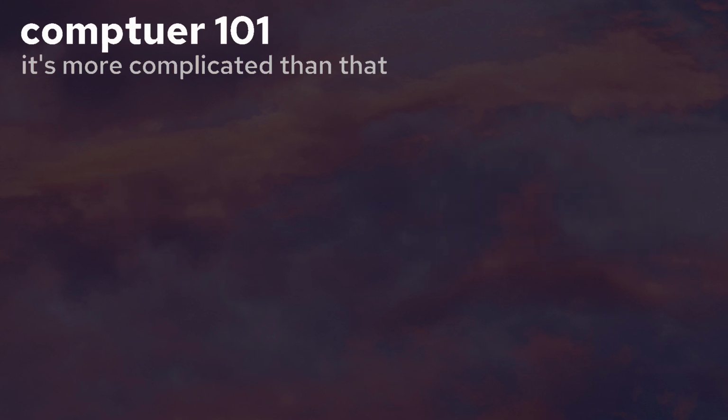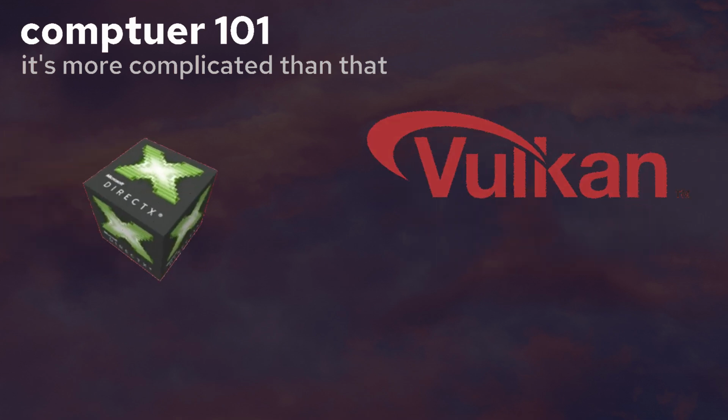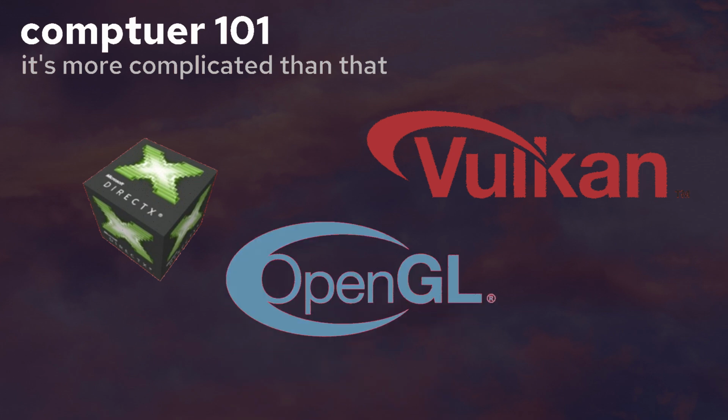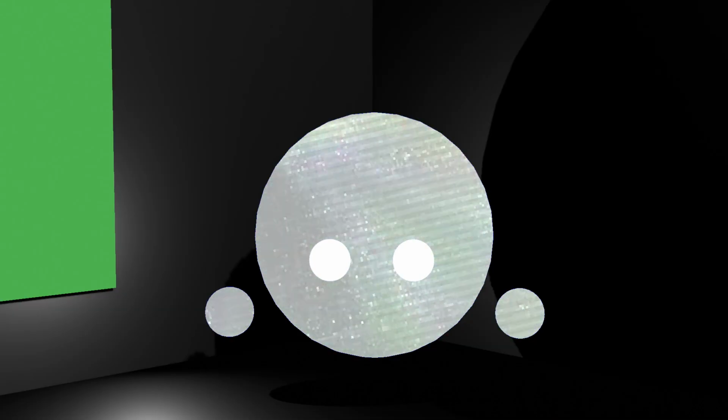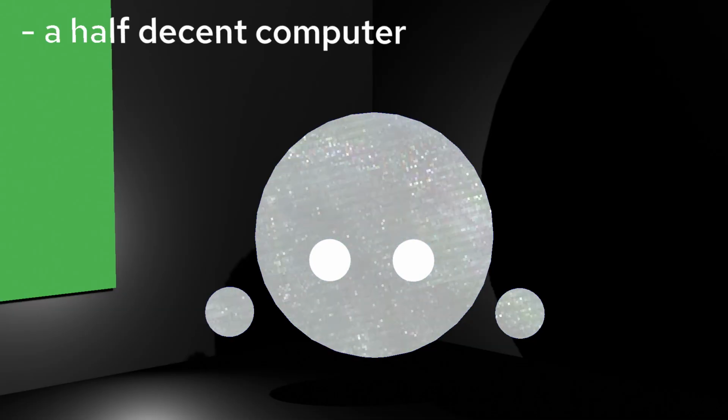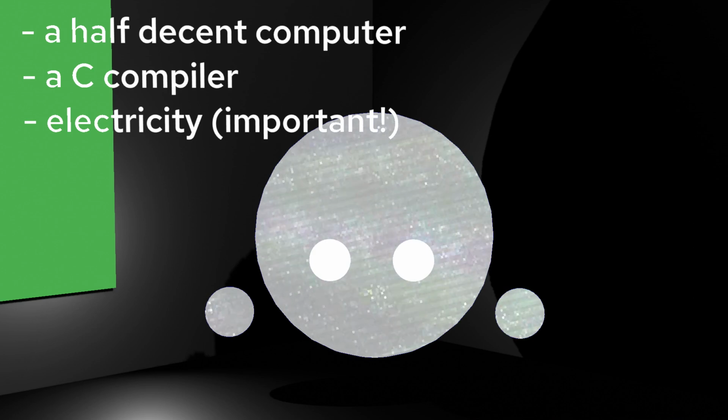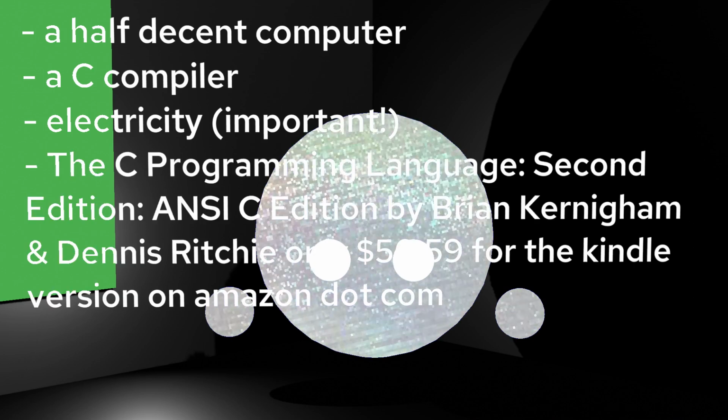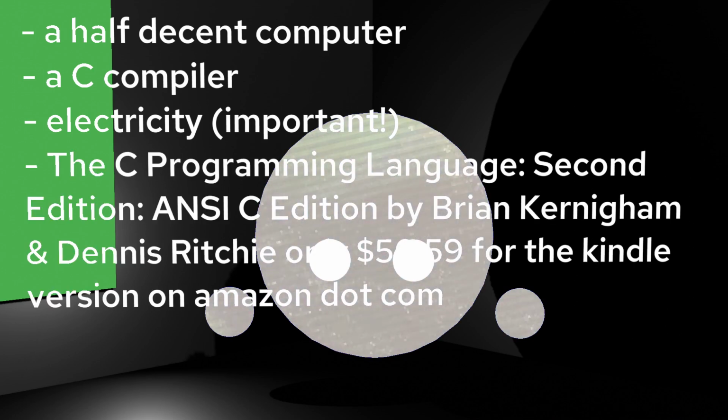There's a couple of them, such as DirectX and Vulkan, but we're gonna use OpenGL for this, as it's not too hard, and works on pretty much everything made after 1995. It is a C library though, so make sure you have a half-decent computer, a C compiler, electricity, and a copy of the book, The C Programming Language, 2nd edition, by Brian Kernighan and Dennis Ritchie. Come back to this video when you're done reading it. I'll wait.